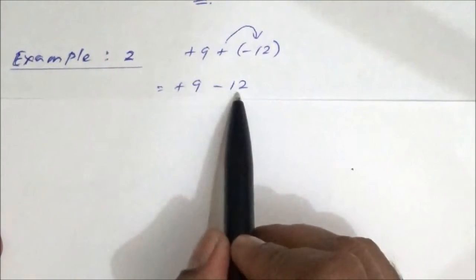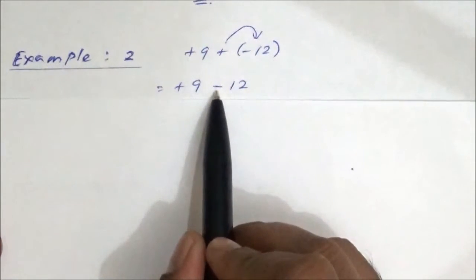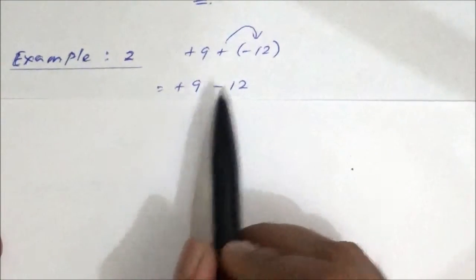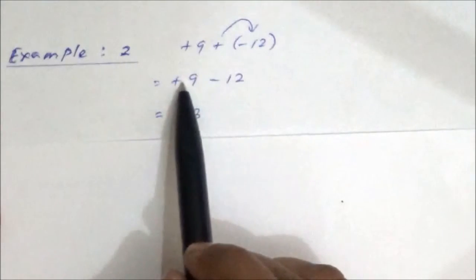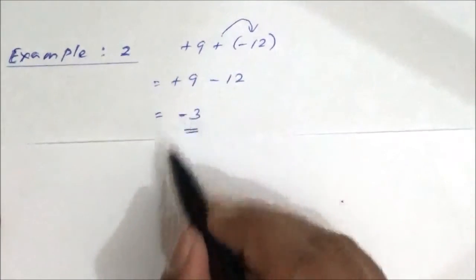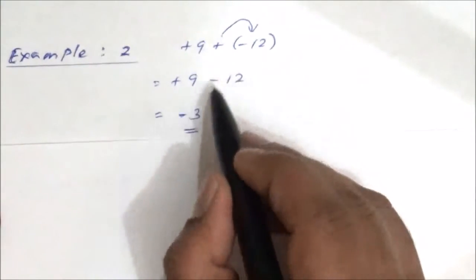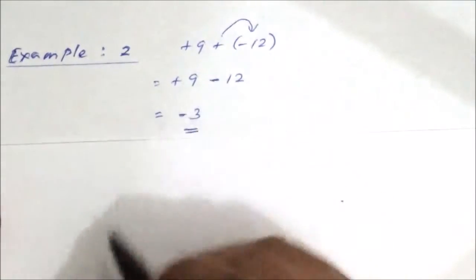You can't add them, because of why? Two different directions. Signs are different. So you have to find the difference between the numbers. That means minus 12 and plus 9, the difference is 3. Then you have to put the sign. How to identify this sign? Because the largest number is 12 and its symbol is minus, that's why minus 3 came.